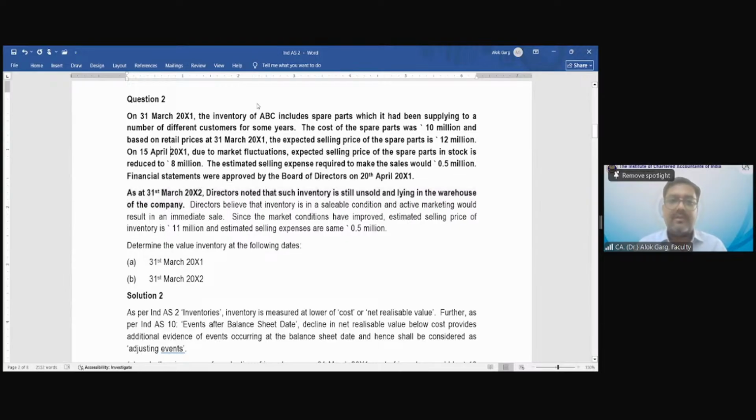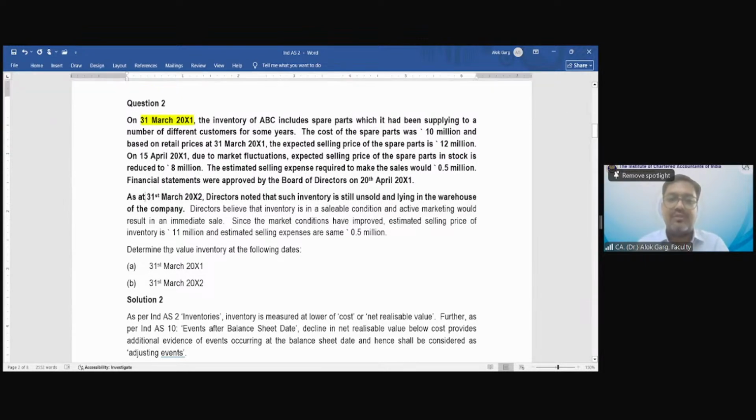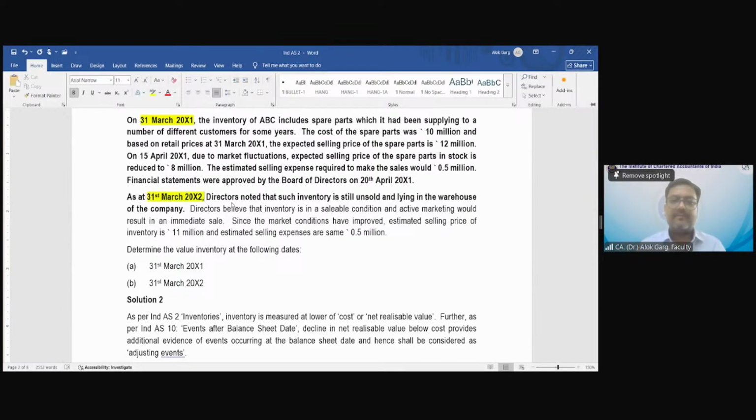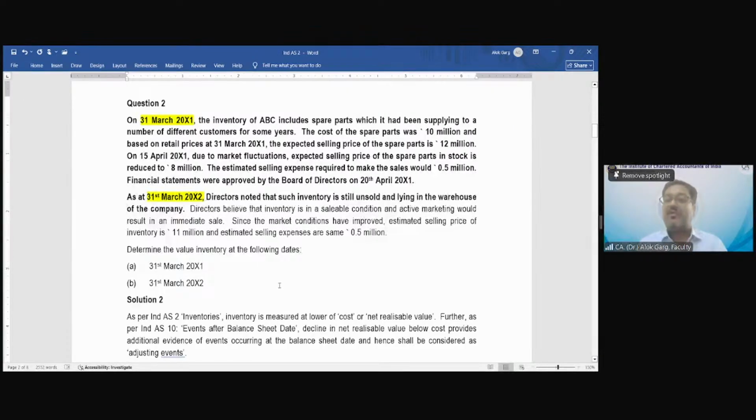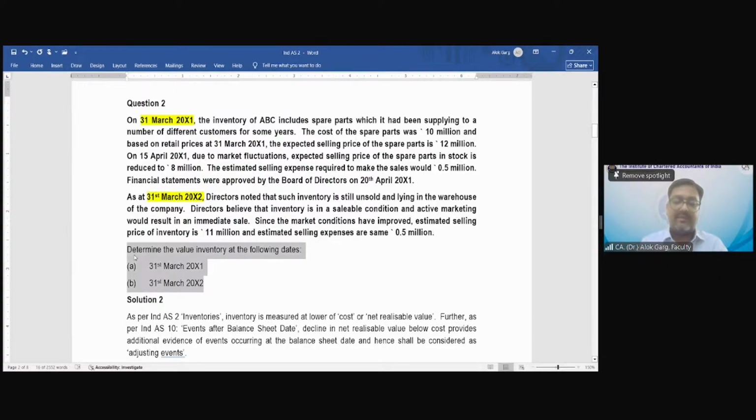So first it was talking about 31st March 20X1, and now it is talking about 31st March 20X2. Directors noted that such inventory is still unsold and lying in the warehouse of the company. Directors believe that inventory is in a sellable condition and active marketing would result in an immediate sale. Since the market conditions have improved, estimated selling price of inventory is 11 million and estimated selling expense is the same 0.5 million. Determine the value of the inventory at the following dates: 31st March 20X1 and 31st March 20X2.